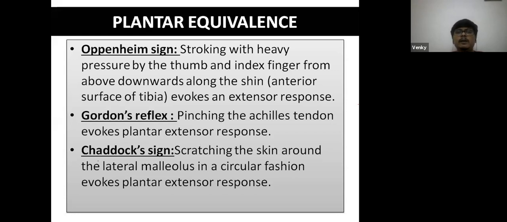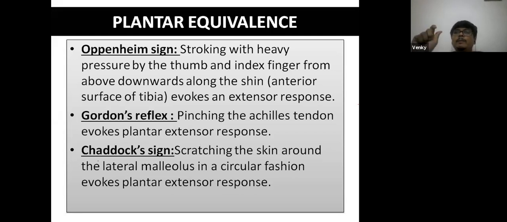Okay. In the lower limb, most commonly they will ask these 3 signs: Oppenheim's sign, Gordon reflex, Chaddock sign. What is Oppenheim's sign? You stroke with heavy pressure by the thumb and index finger along the shin of the tibia, from above downwards, along the anterior aspect of the tibia. So you will see extension of the great toe. So this is equivalent to plantar. Then comes the Gordon's.